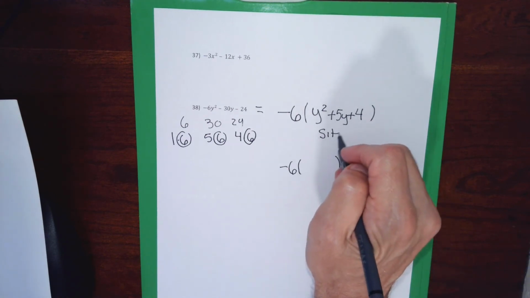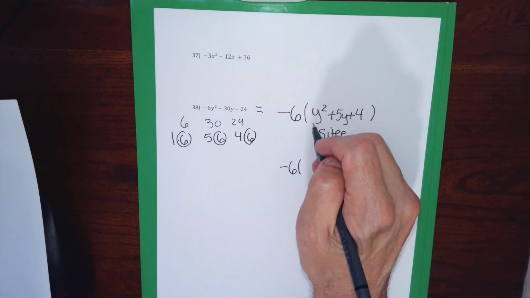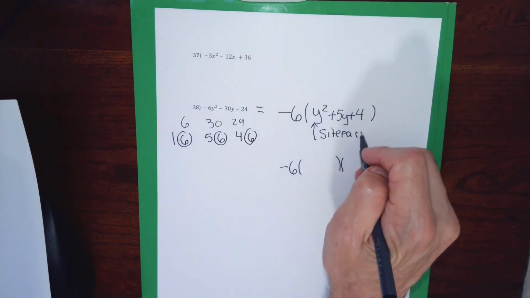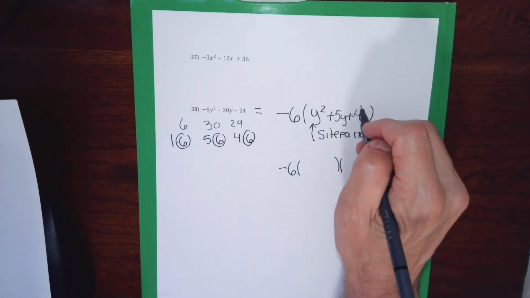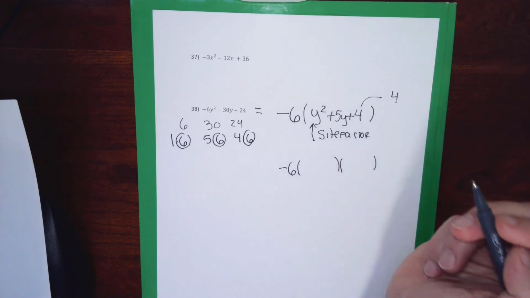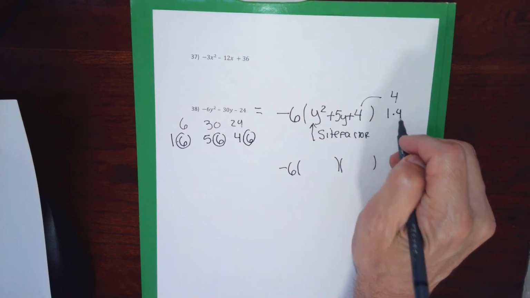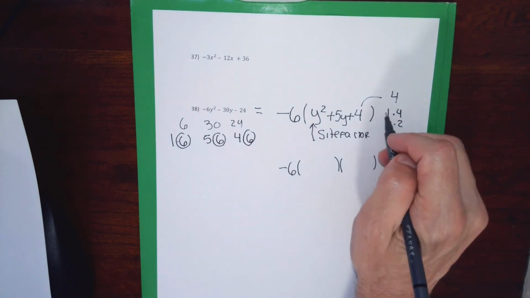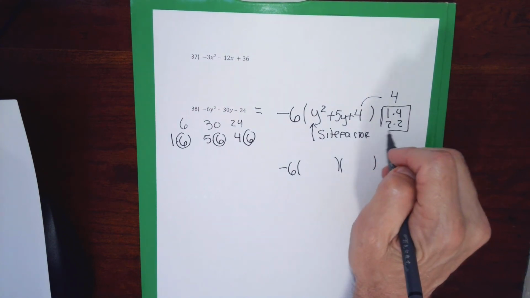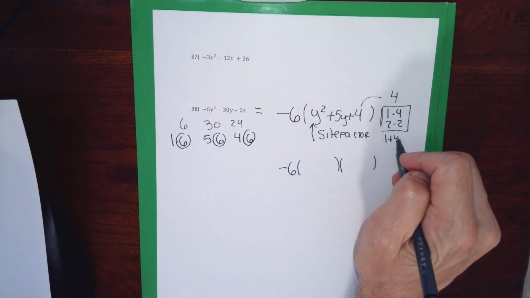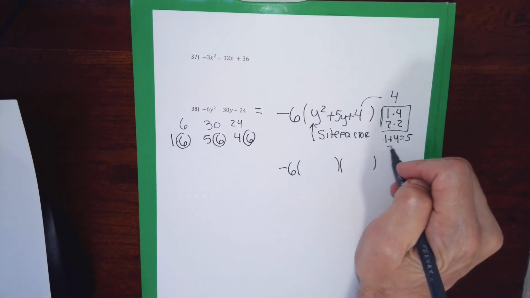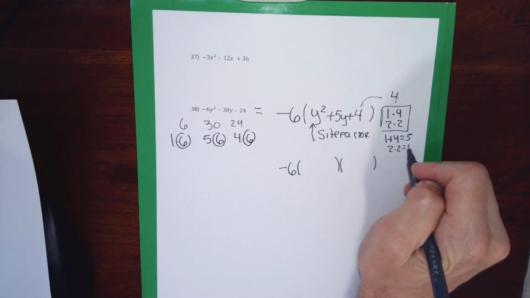And I don't need grouping because there's not a number in front of the square term. I can just cite factor. I'm going to pull this 4 off, and I'm going to write double positive factors of 4. 1 and 4, and 2 and 2. And I'm going to add them. 1 plus 4 is 5. 2 plus 2 is 4.